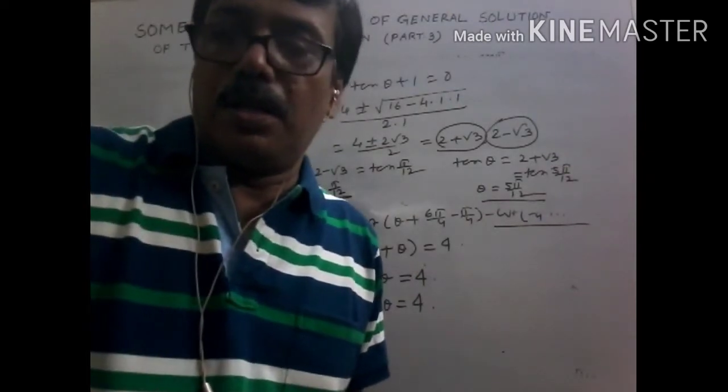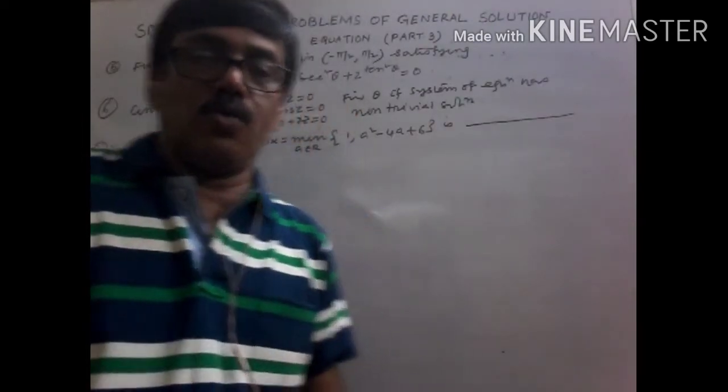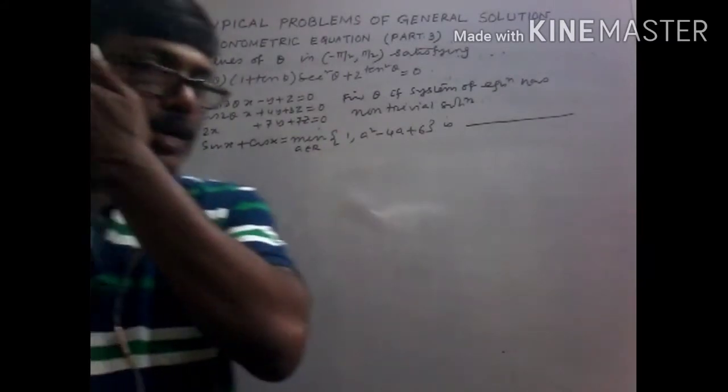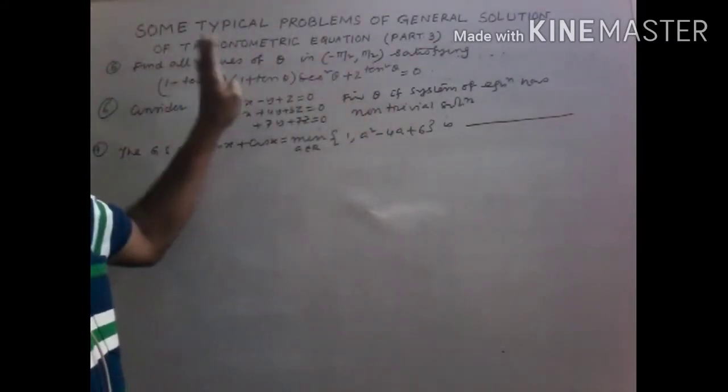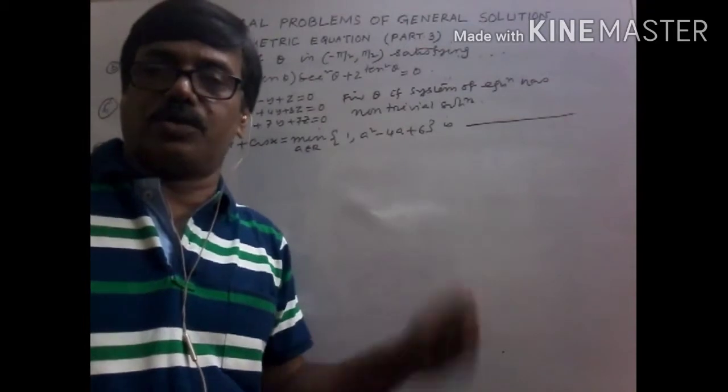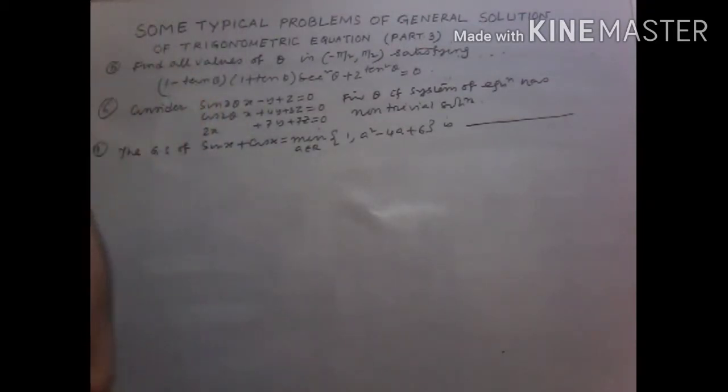Now we consider the second set of solutions. These are also typical problems. Look, problem number 5.